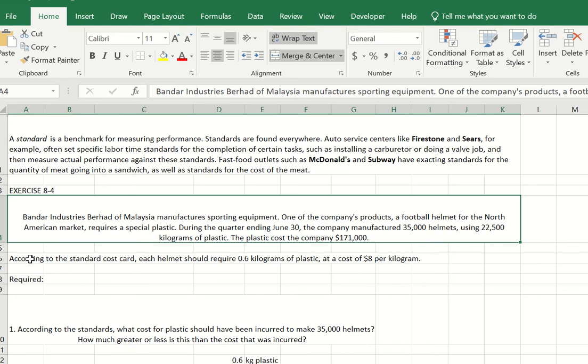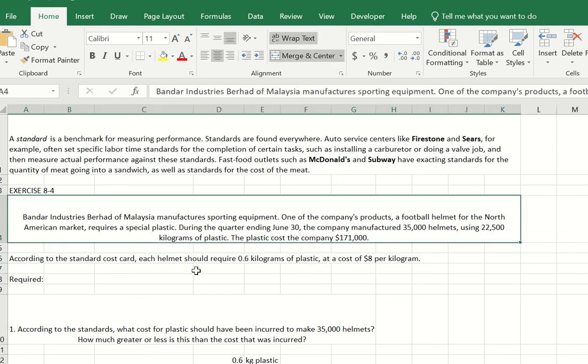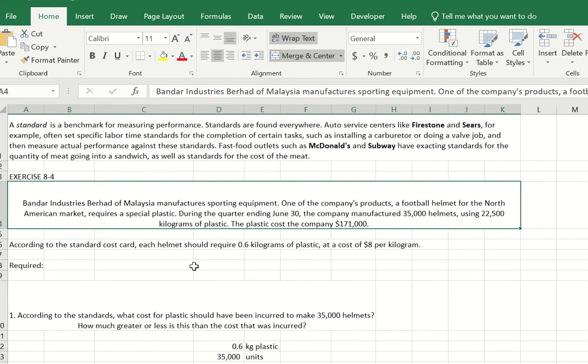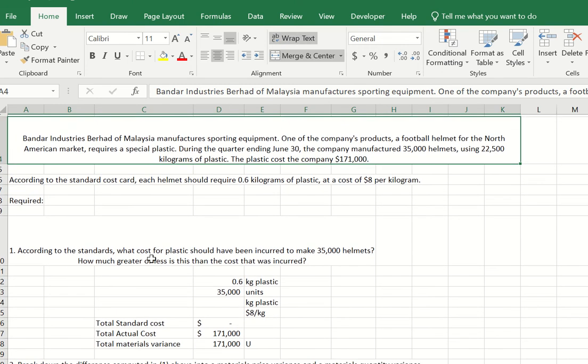But then according to the standard card, each helmet should require 0.6 kilograms of plastic at a cost of $8 per kilogram. So these are our standards, and then we want to see what actually happened. And we want to identify the variances: the total spending variance or materials variance, and then the individual price variance and quantity variance. The units are these helmets, and there are 35,000 units.